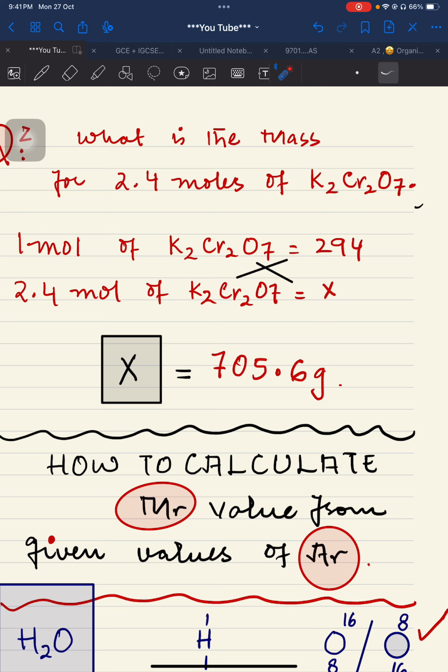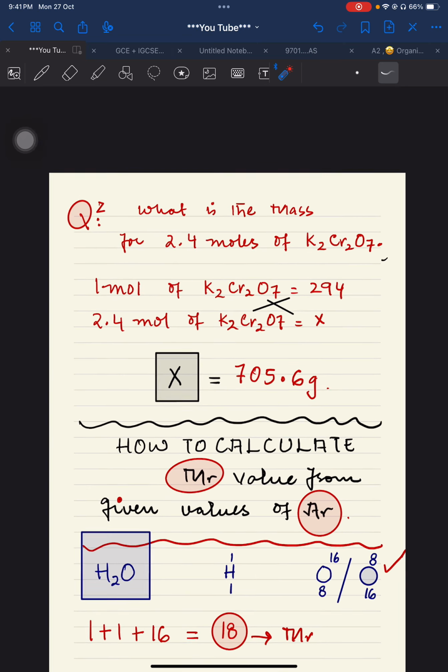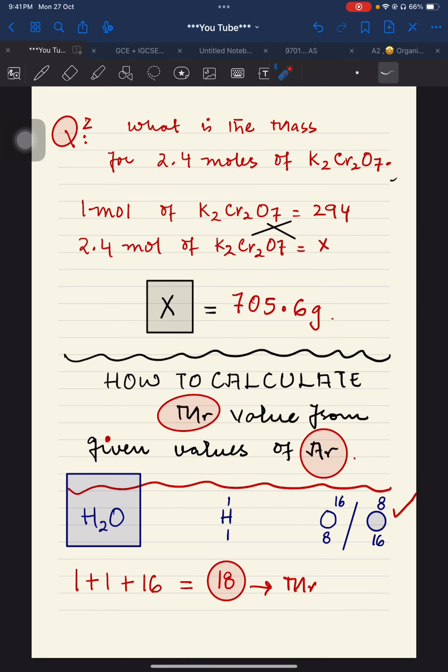So I was telling you that in this way, K2Cr2O7 has a mass of 294. So 1 mole of K2Cr2O7 is equal to 294. 2.4 moles of K2Cr2O7 will become X. Now you are going to multiply this as a cross multiplication. The answer will become 705.6.